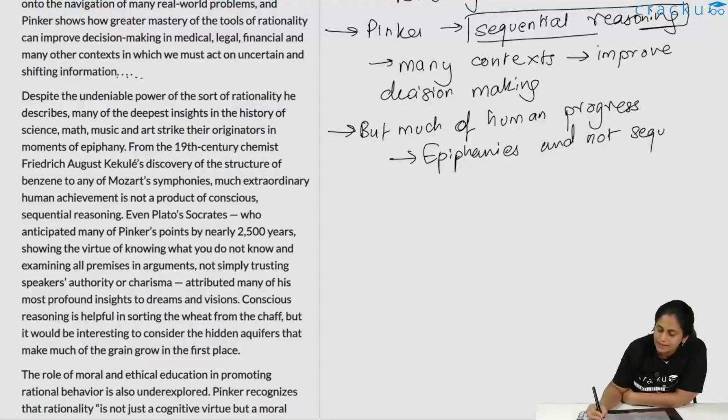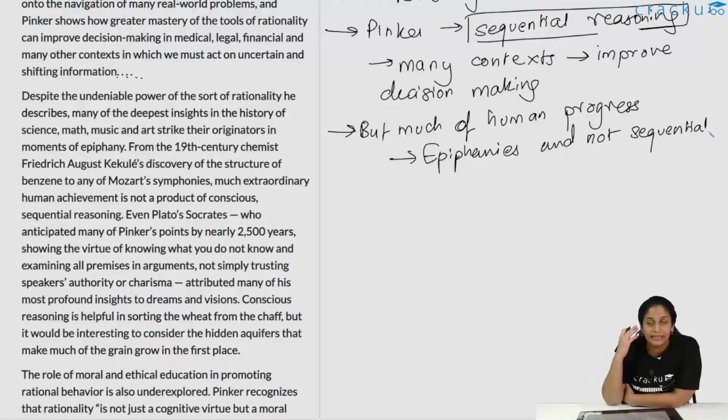So sequential reasoning is like, okay, like a geometric proof. A is equal to B, B is equal to C, hence A is equal to C. But the author says that if you consider many discoveries, like the discovery of benzene structure, the scientist who actually discovered it did not sequentially reason out that this has to be the benzene structure. He dreamt of it. He discovered it. This was like his dream. In his dream, that benzene structure came. So the author says that many of these discoveries were essentially epiphanies.